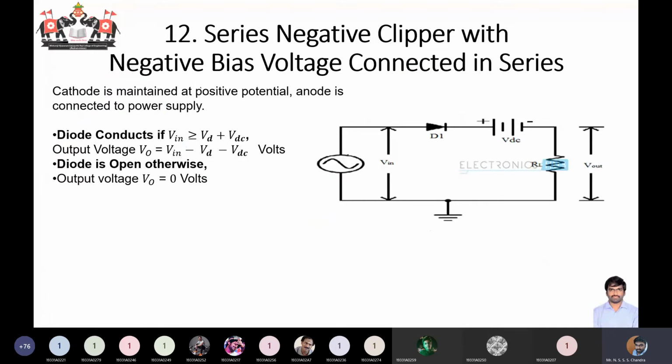And then you have series negative clipper with negative bias voltage connected in series. So here we are connecting like your 10th circuit. Here we are connecting the diode between the input voltage and the VDC. However, here we are giving the positive terminal to the cathode. So cathode is connected to the positive terminal.